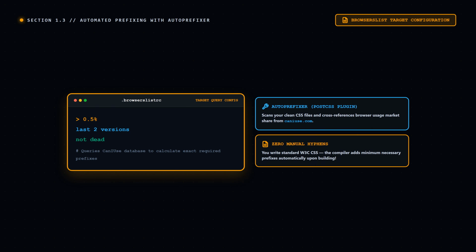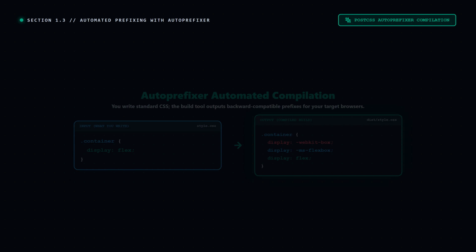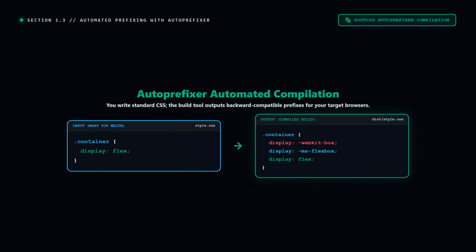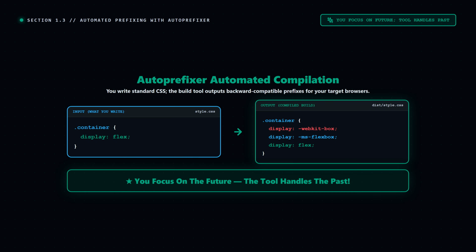You configure it once, typically with a browser's list string like last 2 versions, greater than 0.5% market share, and not dead. Then every time you build your CSS, Auto-Prefixer adds the minimum necessary prefixes and nothing more. This means you write clean, standard CSS, display: flex, and the tool outputs the backward-compatible version. This is the standard practice on any modern project.